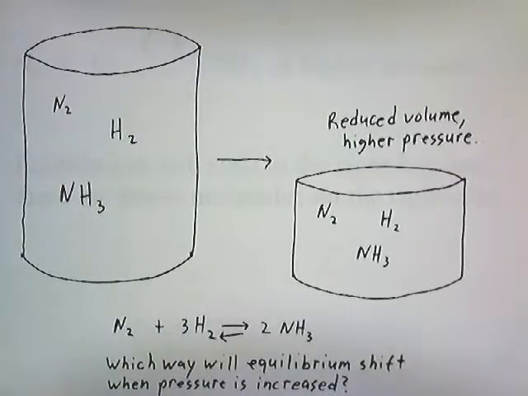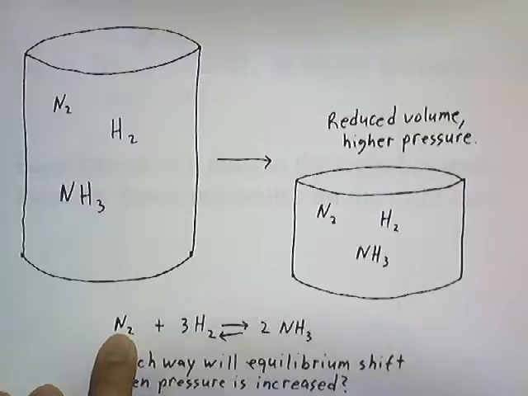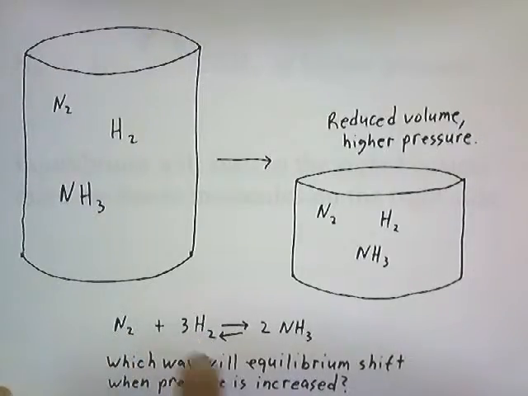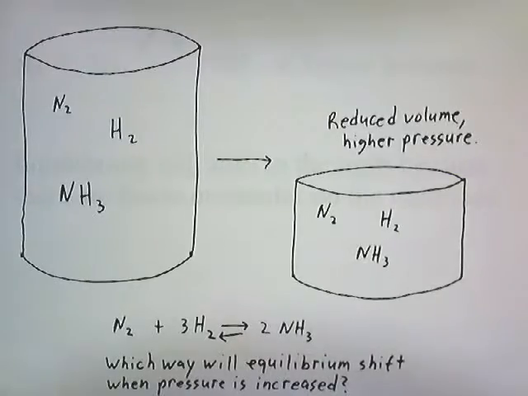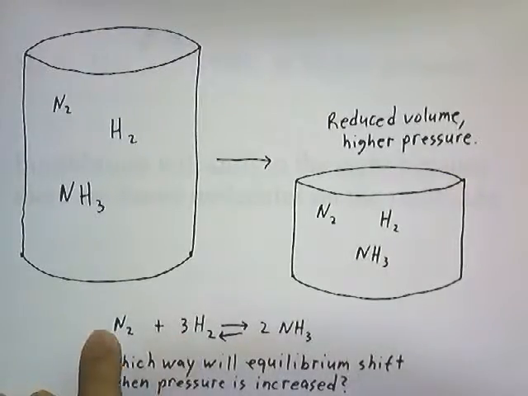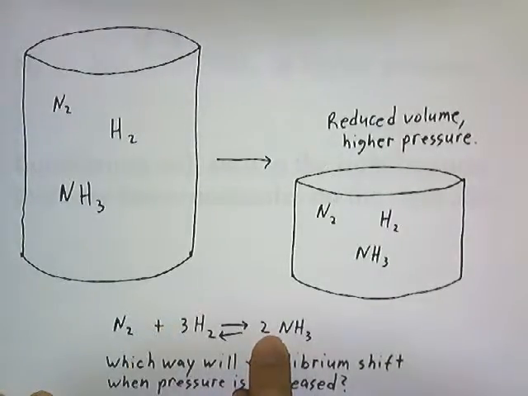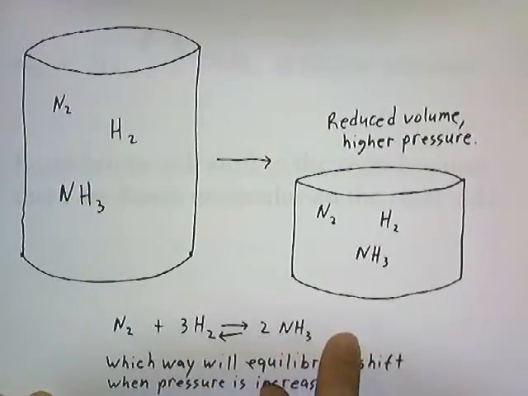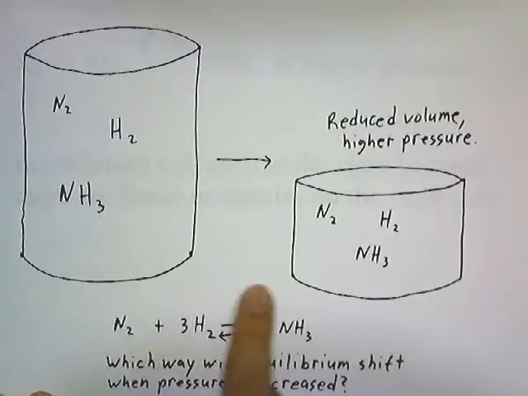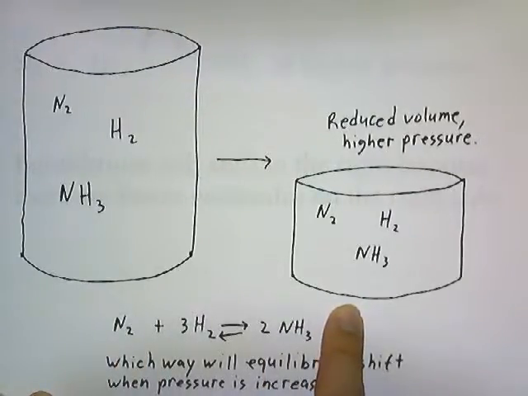Well, the way you figure it out is on the left-hand side right here, there's one nitrogen molecule and 3 H2 molecules. And that gives us a total of 1 plus 3, 4 molecules on this side. And on the right side, there are 2 NH3, so there are 2 molecules on this side. So 2 molecules on this side, 4 molecules on this side. If you increase the pressure, the equilibrium is going to shift to the right, to the fewest number of molecules.